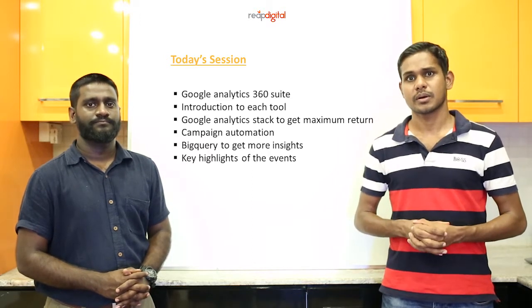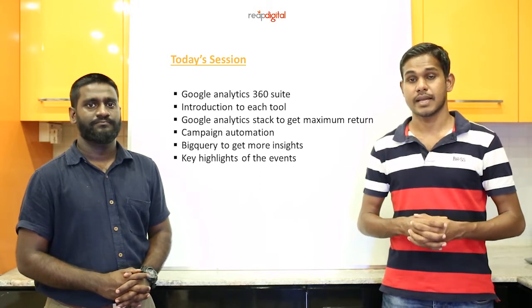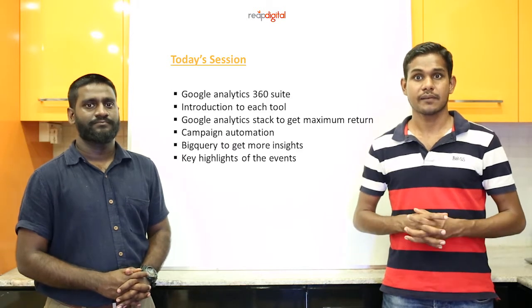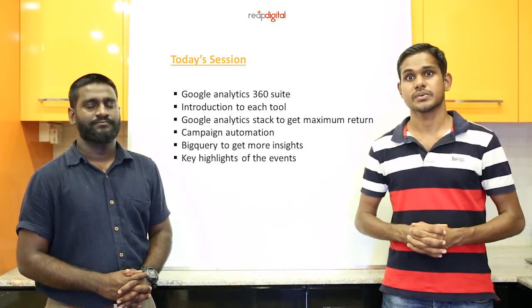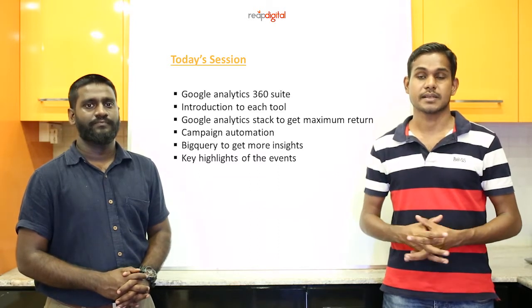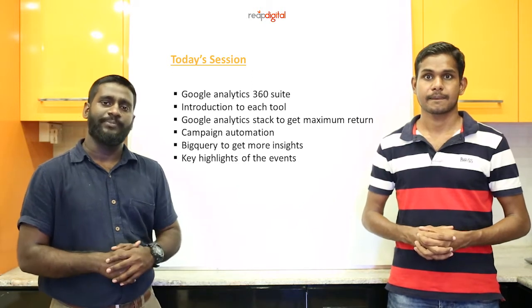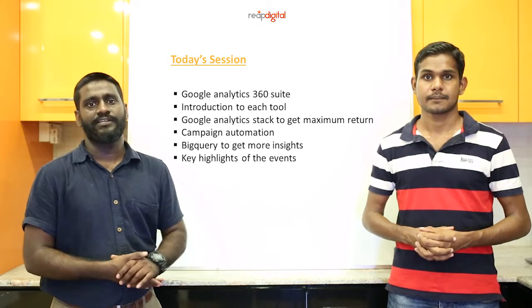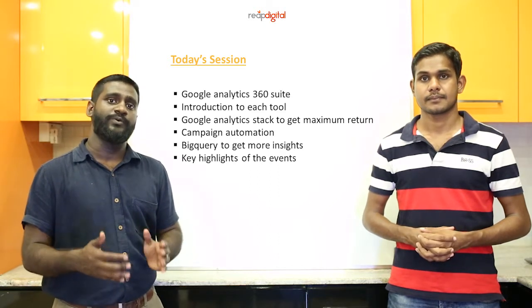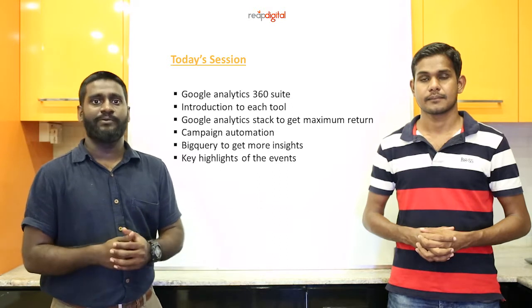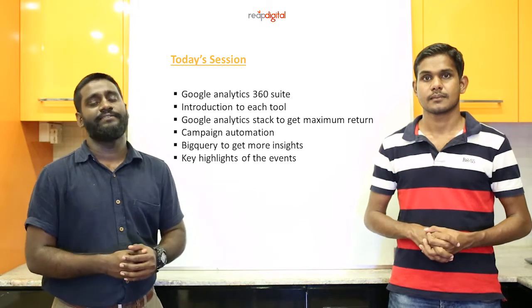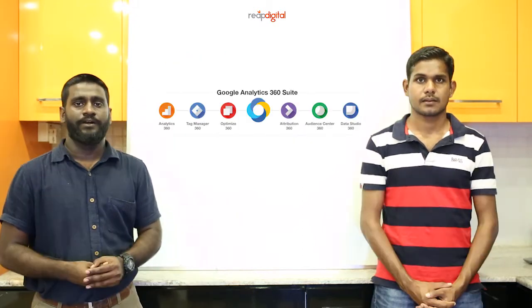So today we are going to talk about the high level architecture of Google Analytics 360, then individual products and their capabilities. Afterwards, we are going to talk about how to use Google Analytics 360 to get maximum return out of your ad spend. We will also talk about campaign automation, how you can use automation in your campaigns to get a better ROI. And also we will look at how you can use BigQuery analysis to get better insights from your data. And finally, we will discuss what we learned at the Analytics Summit.